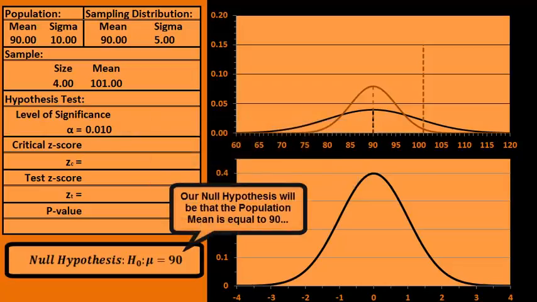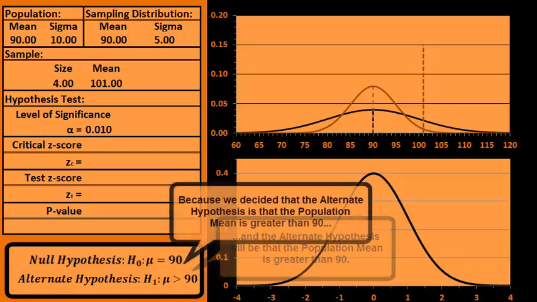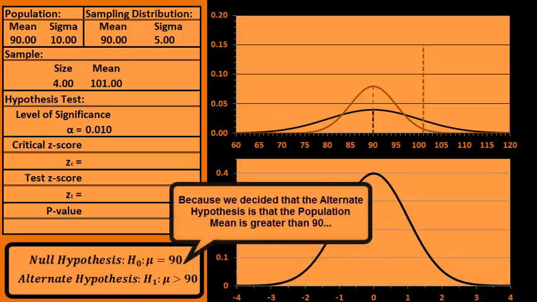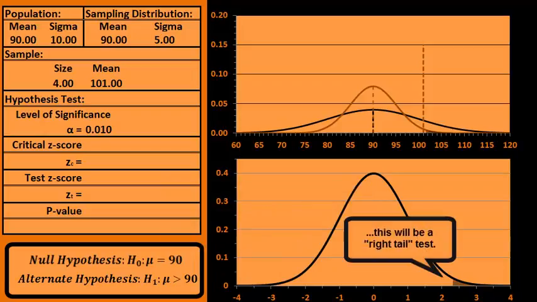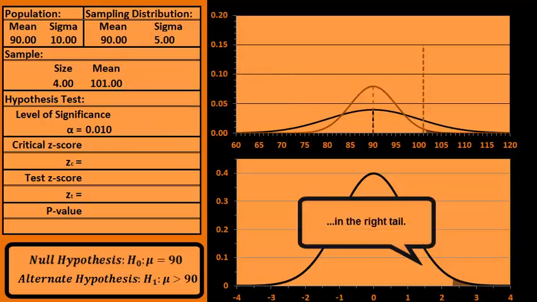Our null hypothesis will be that the population mean is equal to 90, and the alternate hypothesis will be that the population mean is greater than 90. Because we decided that the alternate hypothesis is that the population mean is greater than 90, this will be a right tail test. The level of significance is a probability and is represented by an area in the right tail.